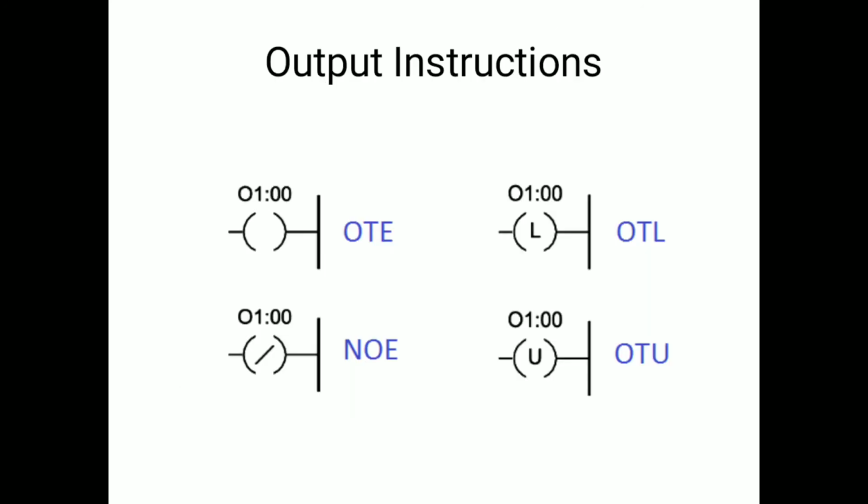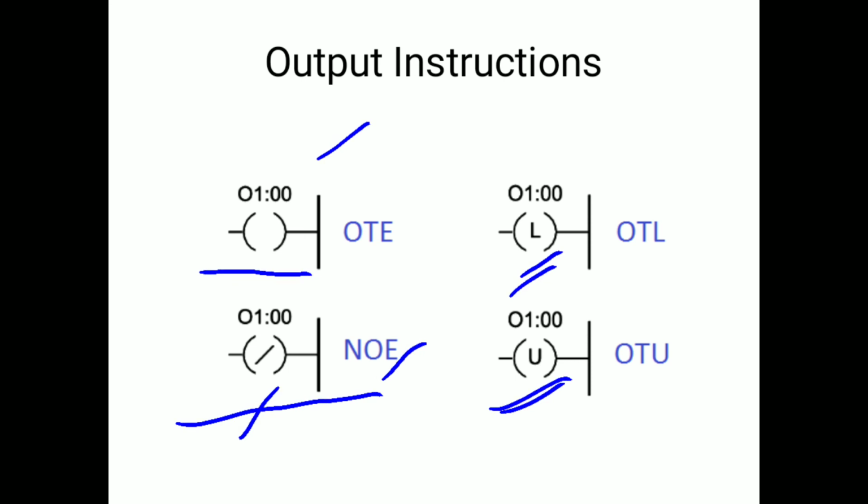So these are the various output symbols. For the Output Energize instruction we use this type of symbol, and Negative Output Energize is represented by this symbol. We put a slash in between. This is the OTE instruction, then it becomes the OTN instruction. Similarly, for representing the Output Latch instruction, we write L in between, and for unlatching we write U to represent the unlatching operation.